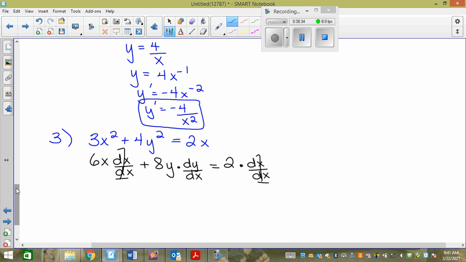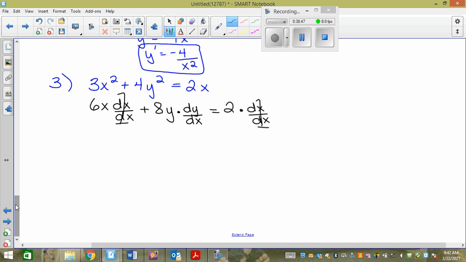So the first step in implicit is just do the derivative of everything. Treat each term separately, do the derivative of them. Then your last step is to get dy over dx by itself. So I technically have 6x plus 8y times dy over dx equals 2. So the first thing I'm going to do is subtract the 6x.